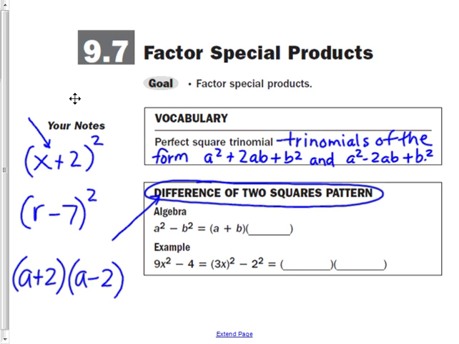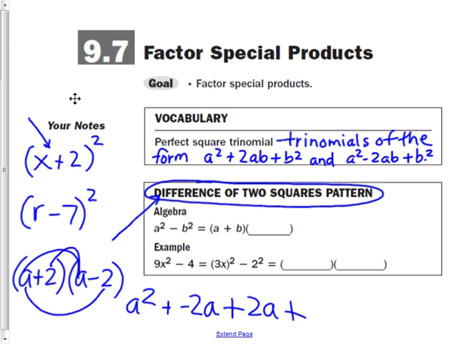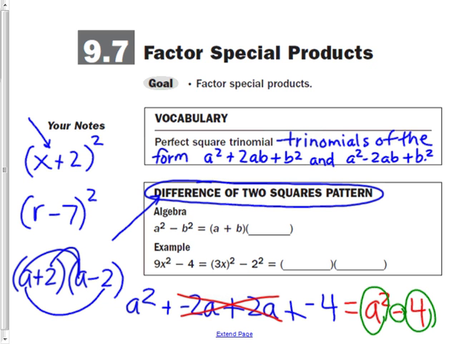So for example, if I FOIL this one, we end up with a squared plus negative 2a plus positive 2a plus negative 4. So negative 2a and positive 2a canceled each other out, and we ended up with something like this, a squared minus 4. What you're seeing is what we call the difference of two squares. A squared is a perfect square, 4 is a perfect square.